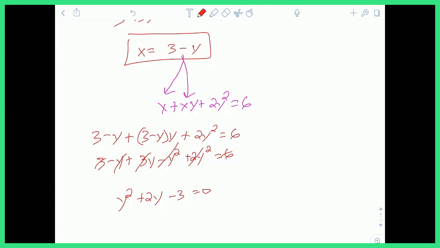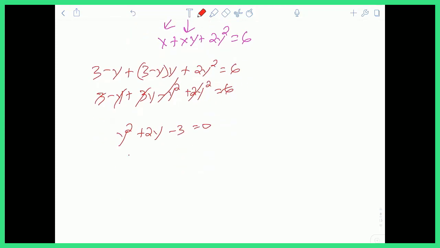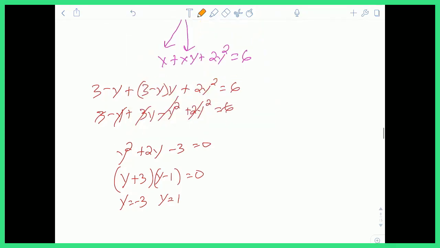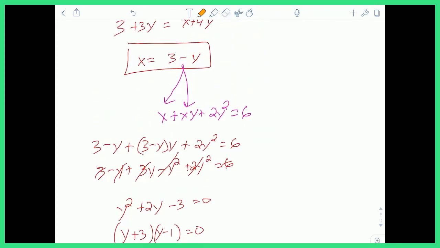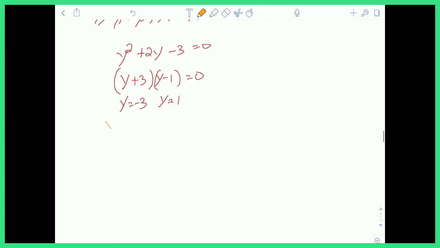So I could factor this. Shouldn't be too bad. Just going to be (y plus 3)(y minus 1) equals 0. So I get that y is negative 3, and I get that y is positive 1. So suppose we let y be negative 3 first. So I'm going to go up to my equation. x is equal to 3 minus y. So x equals 3 minus negative 3, x equals 6. This gives me the coordinate (6, negative 3) as one of the points.